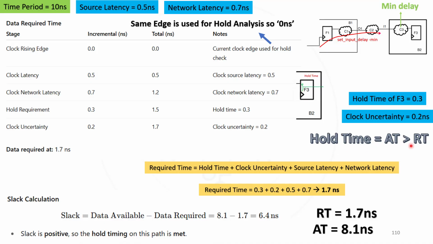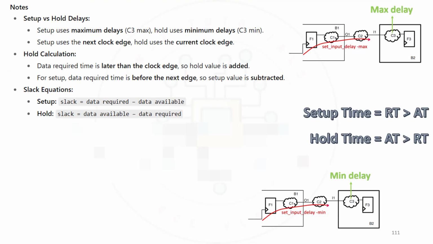If this condition is not satisfied, then here you will see something called violated. If this condition is satisfied, you will see here something called met. Remember this point. So this is the overall summary of set input delay hyphen max followed by min. So let's see this setup and hold. As I already told you, set input delay hyphen max is used for setup, and set input delay hyphen min is used for hold. So setup uses max delay C3, hold uses min delay C3.